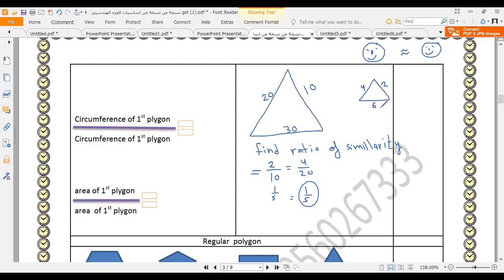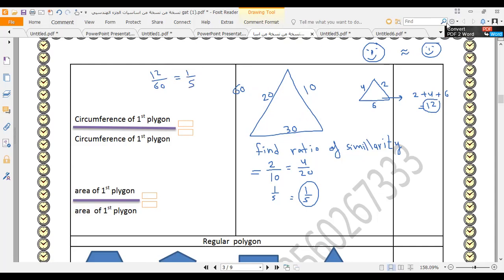Okay? So let us find the perimeter here. I will add all sides to find the perimeter. 2 plus 4 plus 6, it will be 12. And if I add all sides here, it will be 16. The perimeter here, if I add all of this, will be 60. 12 is the perimeter of this one and 60 is the perimeter of this one. So their perimeters will also be in the same ratio. If you divide 12 over 60, you will get 1 over 5.